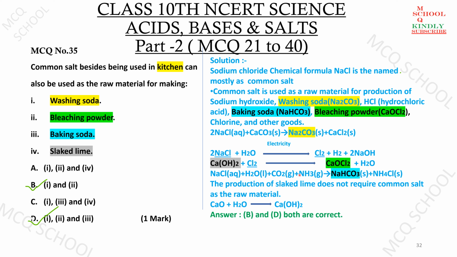And baking soda also can be produced with the reaction of sodium chloride, water, carbon dioxide and ammonia. So with this, baking soda, that is NaHCO3, can be made. Only slaked lime, the production of slaked lime, doesn't require common salt as a raw material. Hence the answer is 1, 2, 3. So two good options are B, 1 and 2, and D, 1, 2, 3.